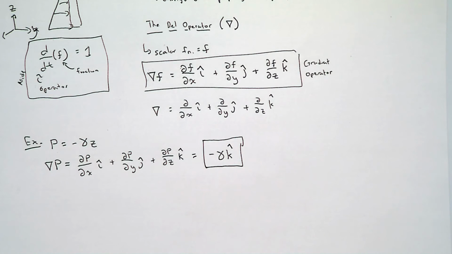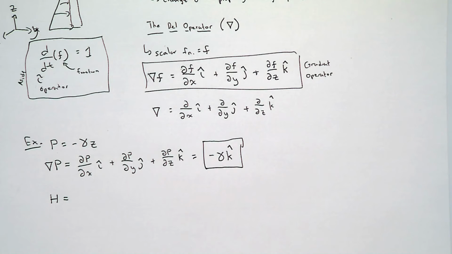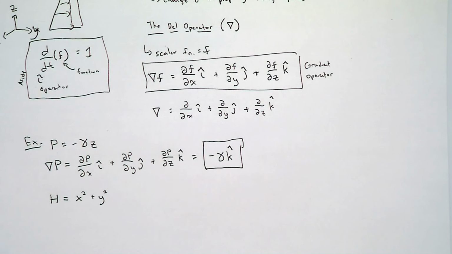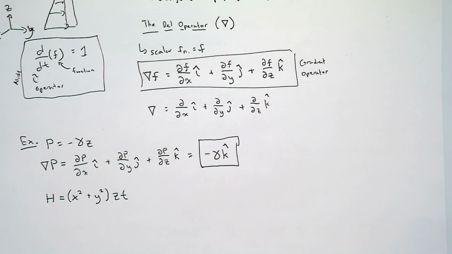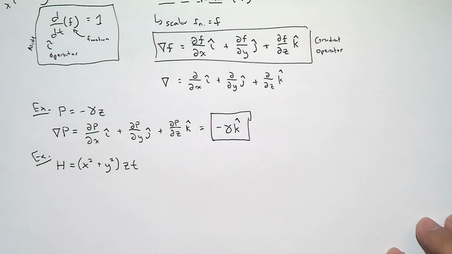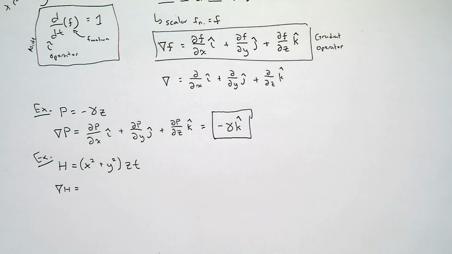Make one up? Okay. I'm going to call it the Harry coefficient, named after you. How do you find your coefficient? Let's make your coefficient a function of space and time. So x squared plus y squared times zt. Okay, good. So now, if this is the Harry coefficient, my question is, what is the gradient of the Harry coefficient? Any ideas?